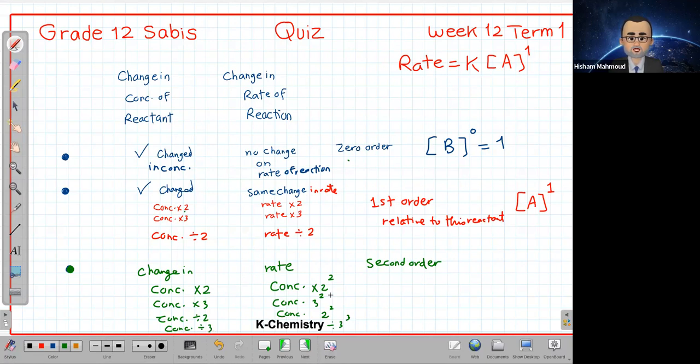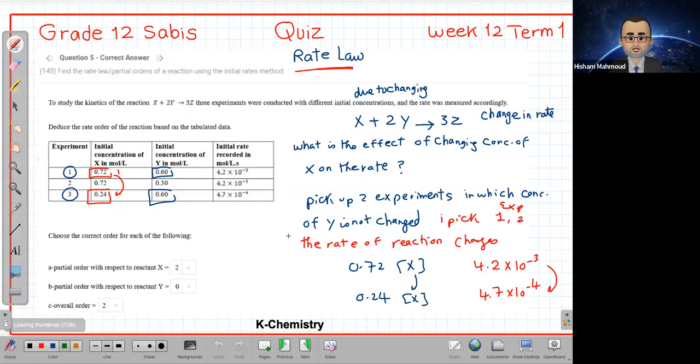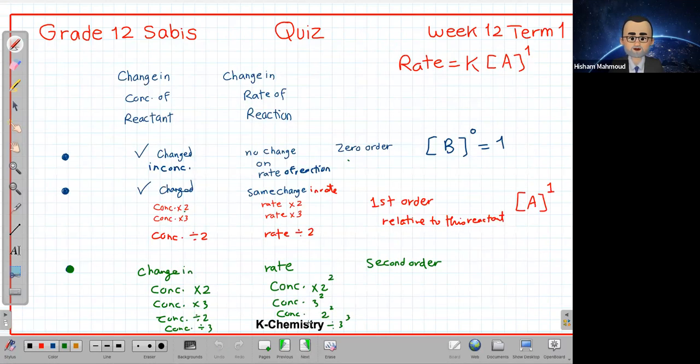And that's what we will find in our example here. When you divide it by 3, this one is divided by 3 from 0.62 to 0.24. Here also is divided, but when you calculate 4.2 multiplied by 10 to the power of 3 divided by 4.7, you will find that it is divided by 9. So the change is to the power of 2. Change here is divided by 3. Here divided by 3 to the power of 2 is equal to 9. So it is a change of the second order.